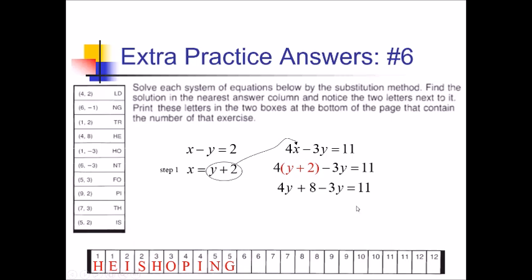Now let me combine like terms. 4y minus 3y, that's going to give me 1y. Still have an 8 over there. And conveniently, to get y, I just have to subtract 8.